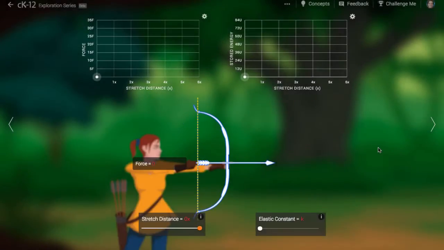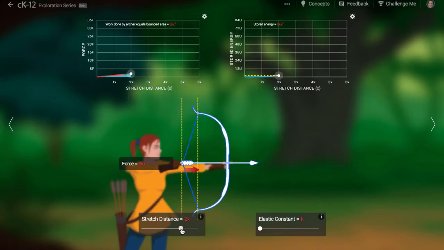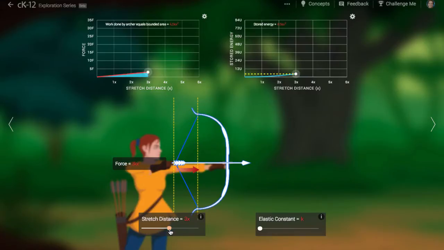In this simulation, we learn about how energy is stored in the elastic stretch of a bow and string. In order to pull back on the string, the archer must pull with some force. For elastic devices, like springs, rubber bands, and bows, there is a simple linear relationship between force and distance.